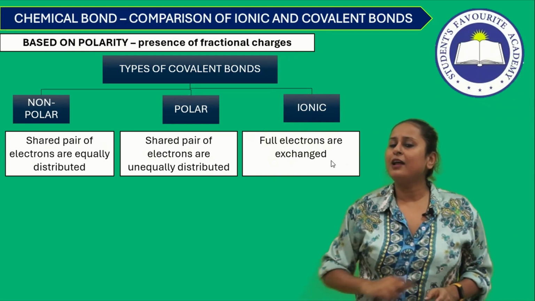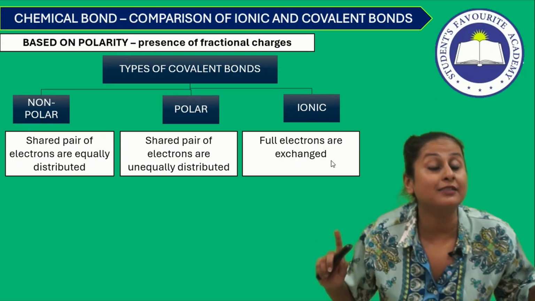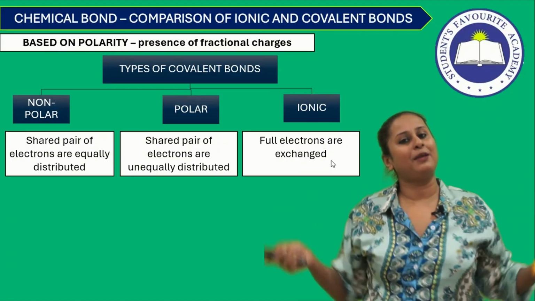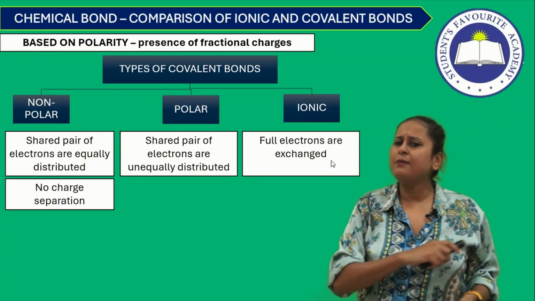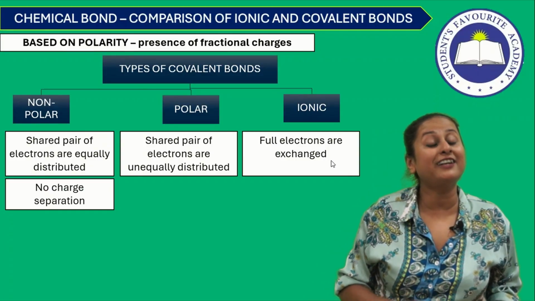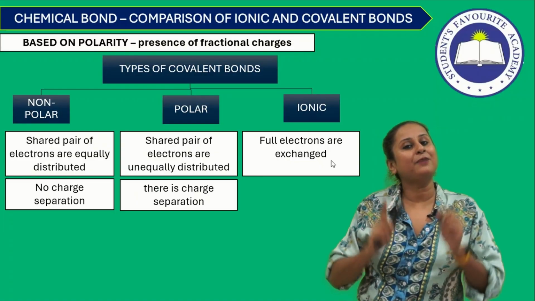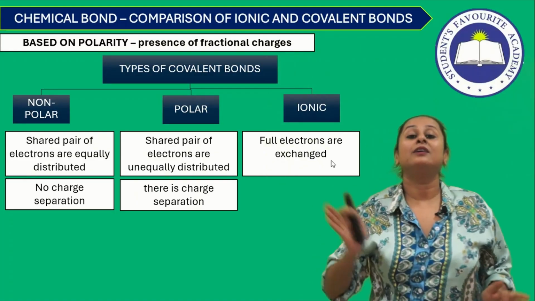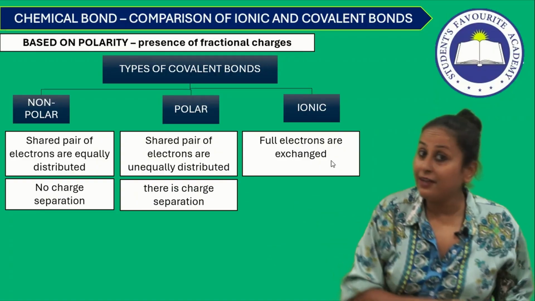So for a non-polar covalent bond, there is no charge separation because the electron pair is shared equally by both atoms. In a polar covalent bond, there is a slight charge separation. Why do we have a fractional charge separation? Because the electron pair is a little bit skewed towards the more electronegative atom.